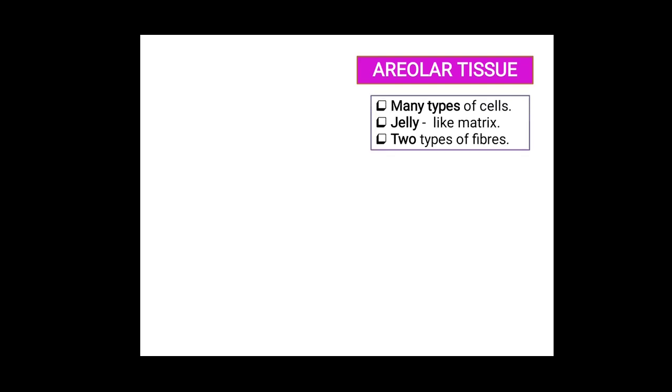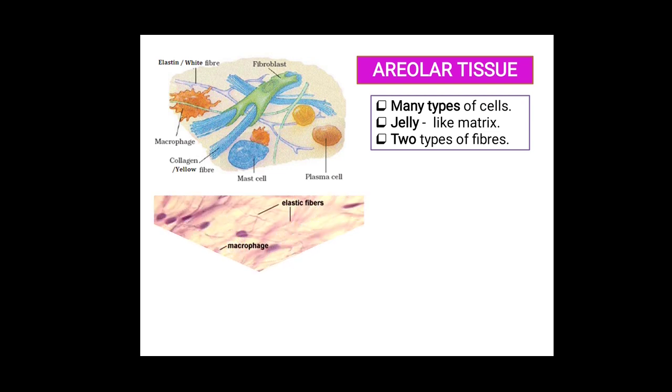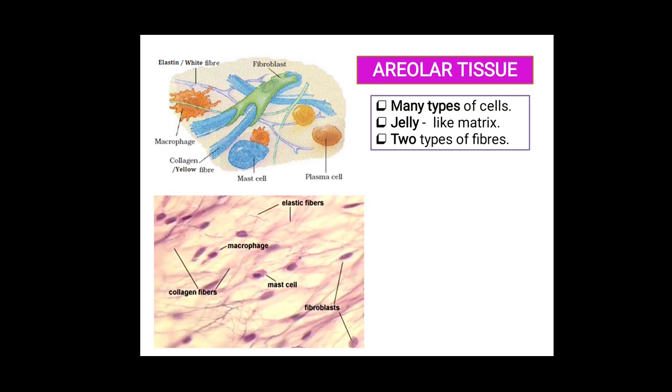Means you can see all the different components of connective tissue in this areolar tissue, and it is the most widespread tissue. Many types of cells you can see. Jelly like matrix is there, and the two types of fibers are there. There are what are called fibroblasts. Those are the cells which give rise to fibers. Then you can see there are plasma cells, the mast cells.